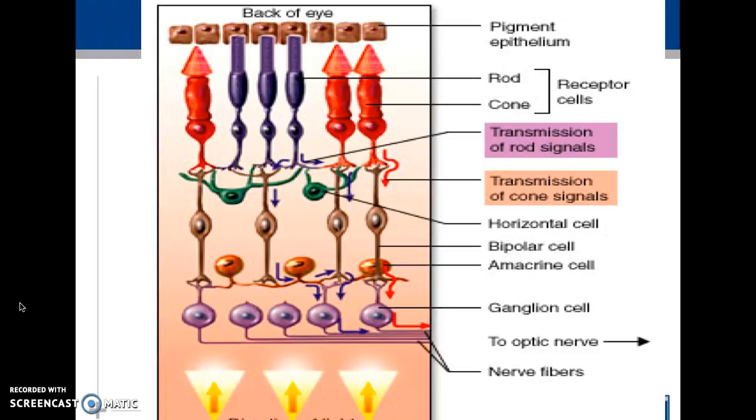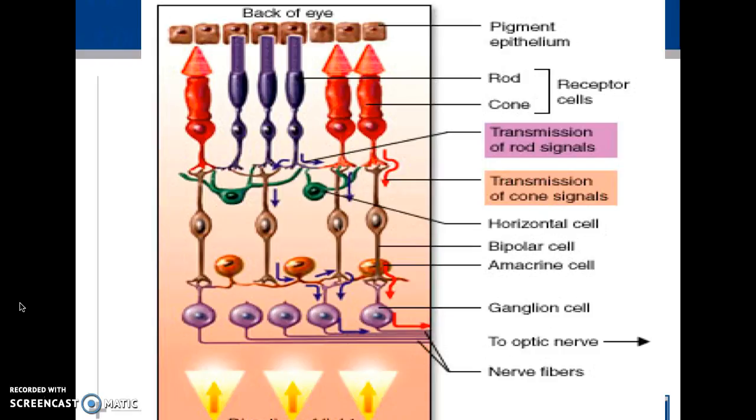The retina, or the back of the eye, is a really thin layer that contains certain types of light receptors. They are rods and cones, and these are the receptor cells that receive light signals. Once the light hits all the way to the back of the eye, it is going to bounce back and hit the rods and the cones, and then come through to the transmission of rod signals. So we see the connection between the green and the purple and the green and the red.